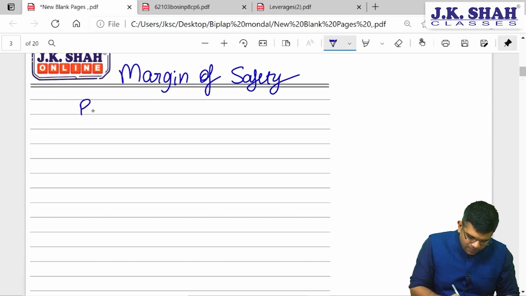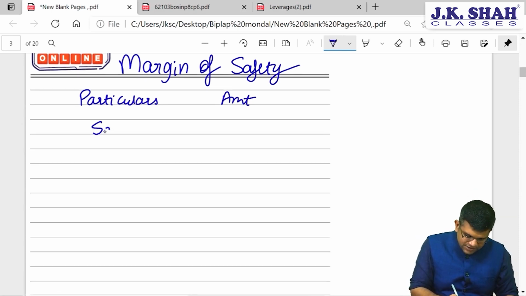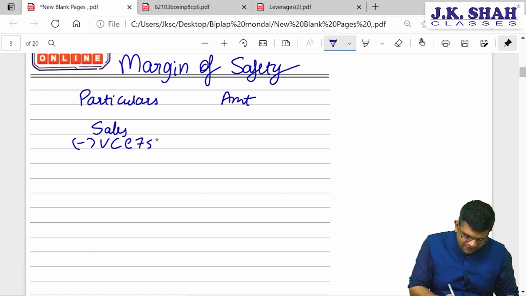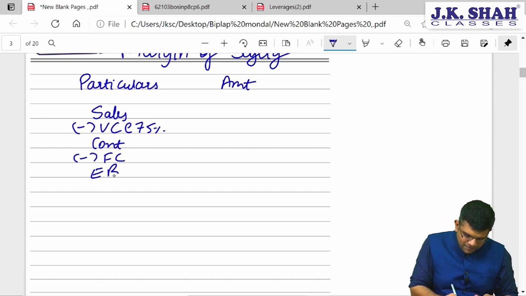So I'll write down here particulars and amount, okay? As far as the income statement is concerned, we know sales minus variable cost. Children, let's say variable cost is 75% of sales, okay? So we will get contribution, correct? We'll get contribution minus fixed cost will give you EBIT.